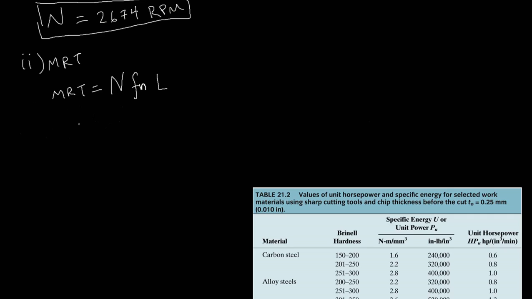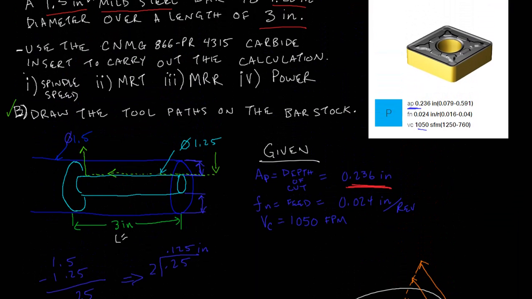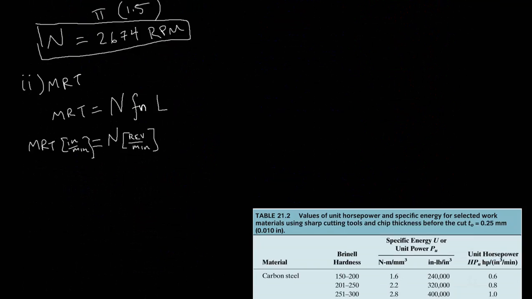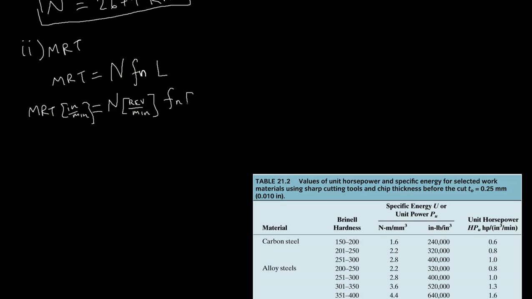Okay, so let's work with the units. Let's make sure that the units all work out. So MRT should be in inches per minute. Okay, so N is in revolutions per minute. FN, well, we know that it comes from the cutter information, so inches per revolution. Inches per revolution. And L.